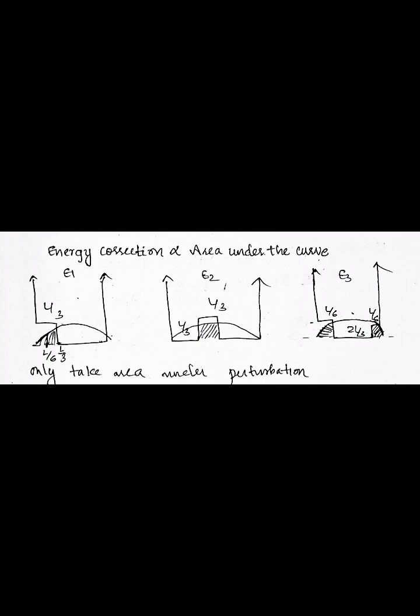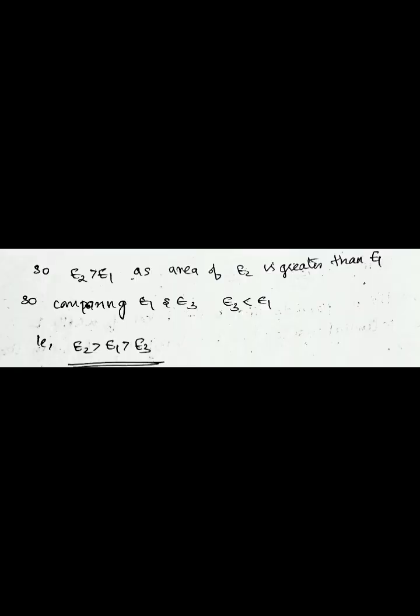In the first figure, the energy is E1 and the perturbation is from 0 to L by 3, and this is shaded here. In the second figure, the energy is E2 and for the third the energy is E3. In all these three figures, the shaded portion shows the area under the perturbation. So here when we observe, the area of E2 is greater than E1. So E2 is greater than E1 here. And also when we observe E3 and E1, we understand that E3 is less than E1. So the correct order is E2 greater than E1 greater than E3.